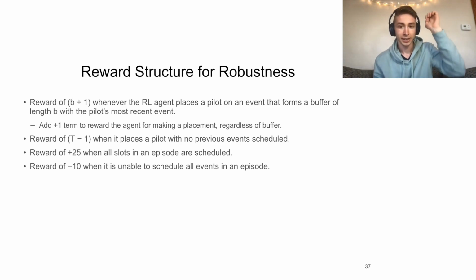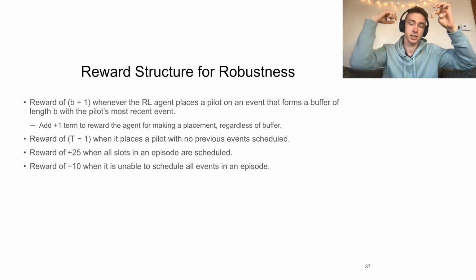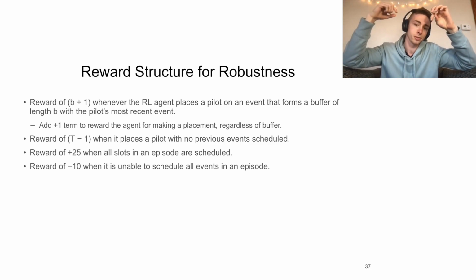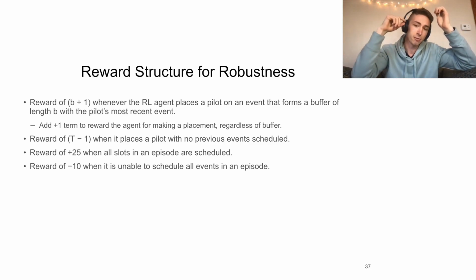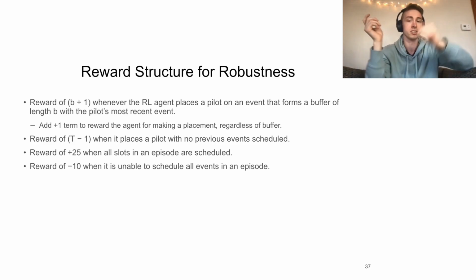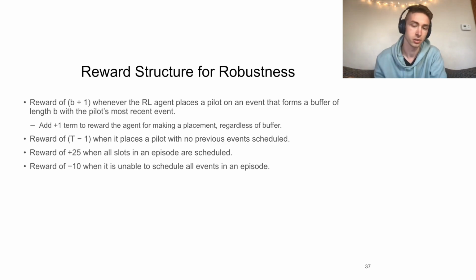If you were to put a pilot on a flight that is just the first day and just the last day, that would give you a buffer of size 5. And 5 plus 1, so 5 is our B, so 5 plus 1 is 6, which is equal to capital T minus 1. So it's sort of the maximum possible buffer reward within a given time space. And then finally, we incentivize complete schedules and punish incomplete schedules.